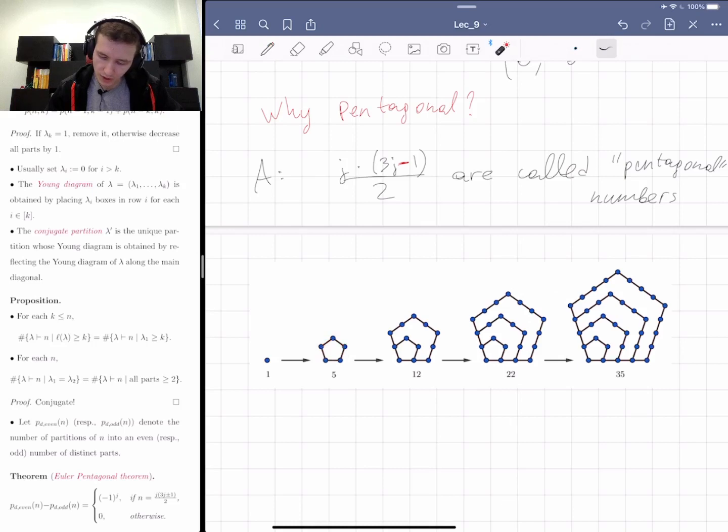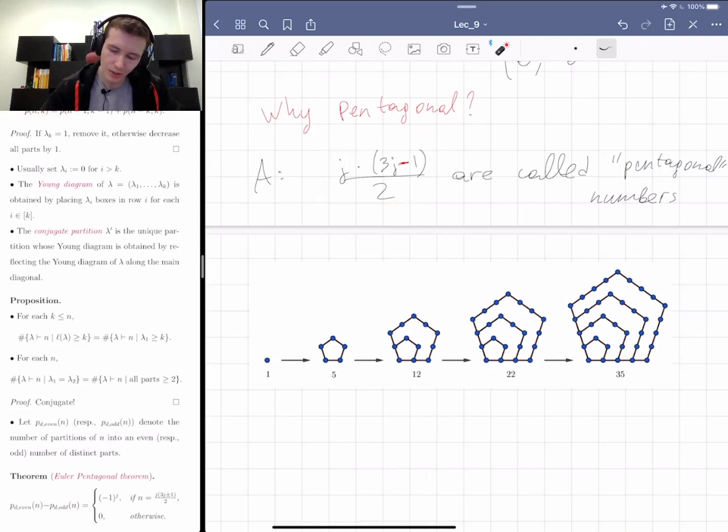every time you increase a pentagon, it has, like this one has 2 points on each side, this one has 3 points on each side, this one has 4 points on each side, and etc. And then you count the total number of points, you get 1, and then 5, and then 12, 22, and etc. So that's the picture which you need to remember.